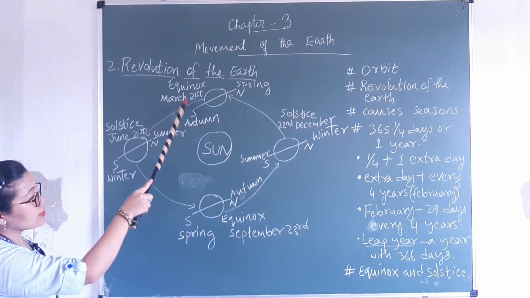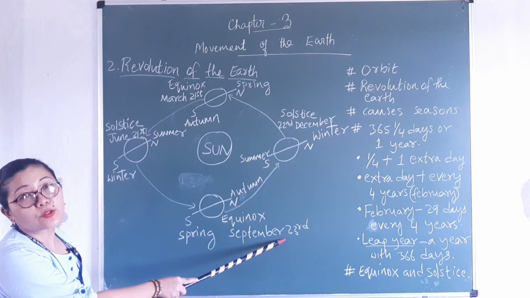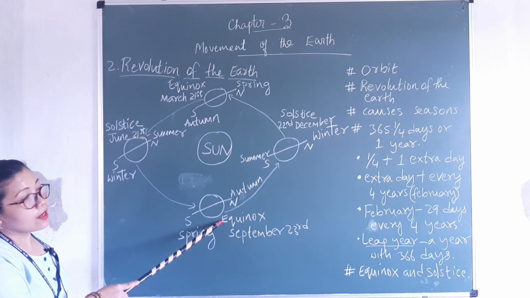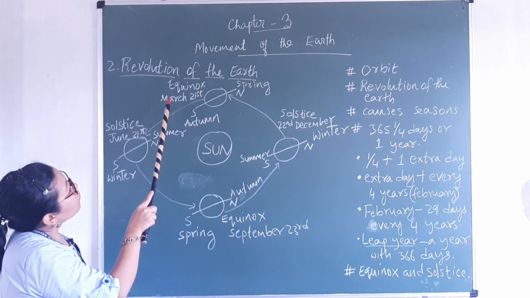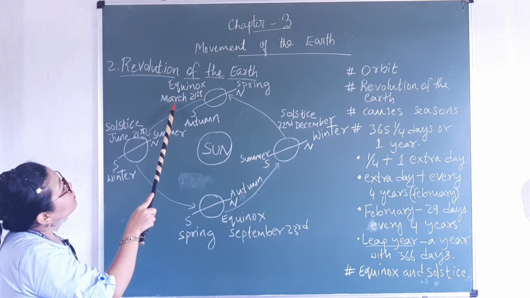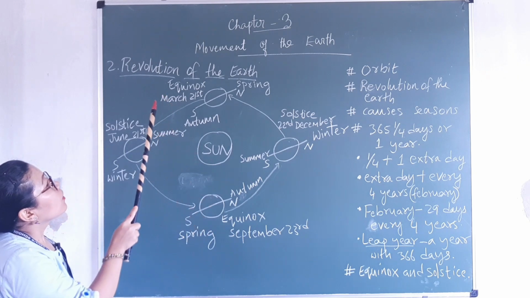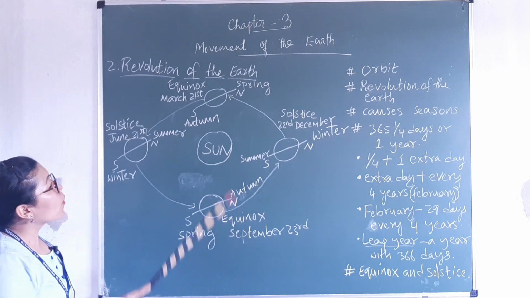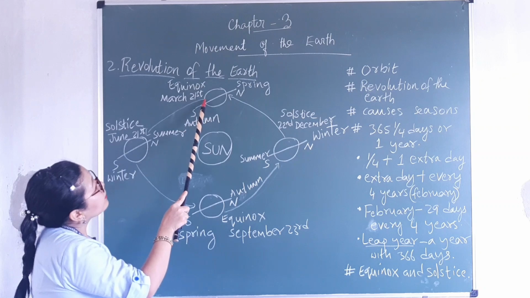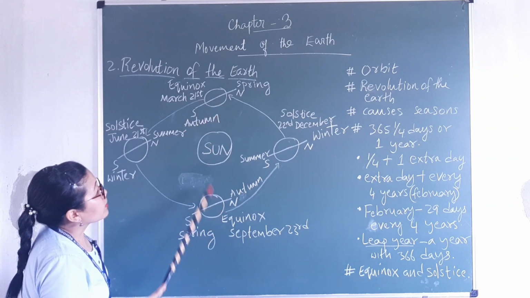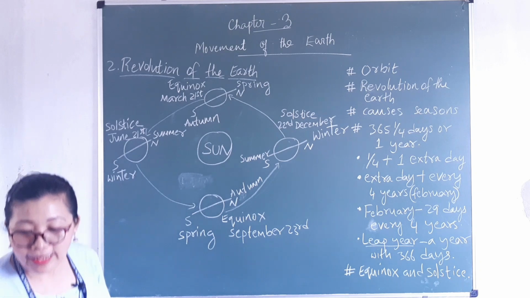March 21st and September 23rd is known as equinox, okay? Why? Because on this day, the length of the day and night is equal on equinox. Why? Because the rays of the sun shines directly to the equator, okay? That's why the day and night are equal. Understand?